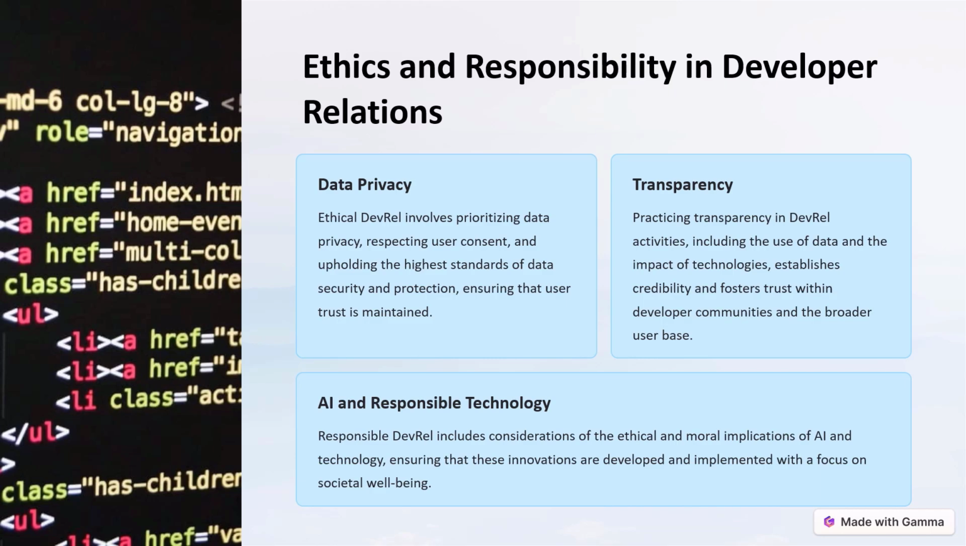And the third one is AI and responsible technology. Responsible development includes the consideration of ethical and moral implications of AI and technology, ensuring that these innovations are developed and implemented with a focus on societal well-being. So whatever technology a developer uses, whatever AI or any help, the main concern should be the well-being of the community, and ethical and moral implications should be applied.